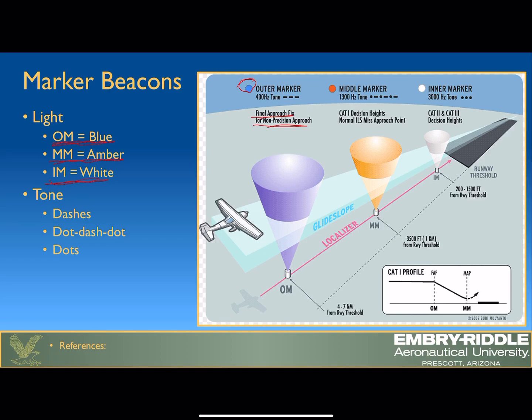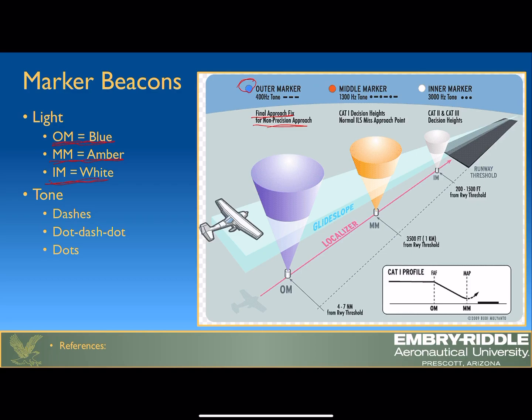These markers are then also associated with Morse code. So each of them has a specific type of Morse code. The outer marker is all dashes. So you hear a dash, dash, dash. The middle marker is dot, dash, dot, dash, dot, dash. And then the inner marker is just dot, dot, dot, dot, dot. So using an audio tone helps us also identify these crucial checkpoints.